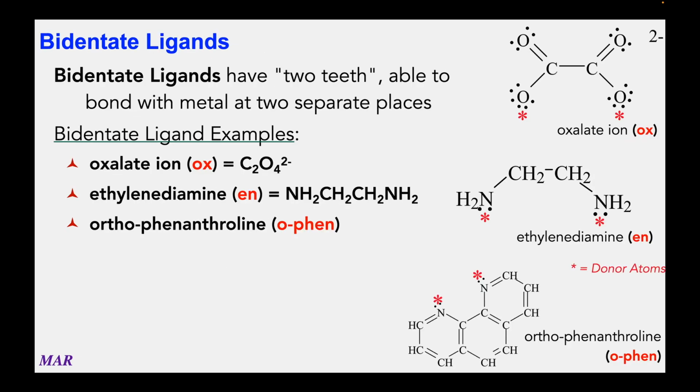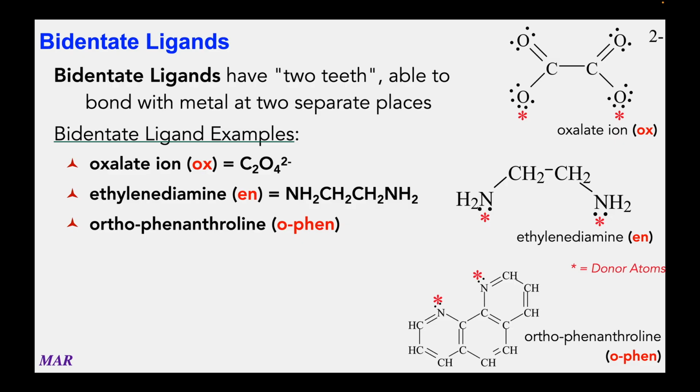Bidentate ligands are bigger than monodentate ligands because a bidentate ligand has 2 accessible lone pairs, and they must be a couple of atoms apart from each other. So here are just some examples of some bidentate ligands. One of them is oxalate, which is C2O4 2-, and the structure of it is listed in the upper right-hand corner right there. Oxalate is often abbreviated OX.